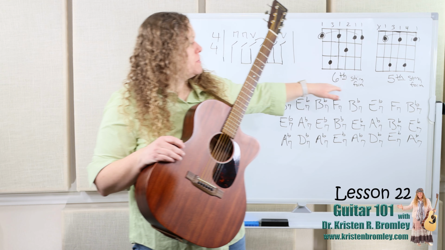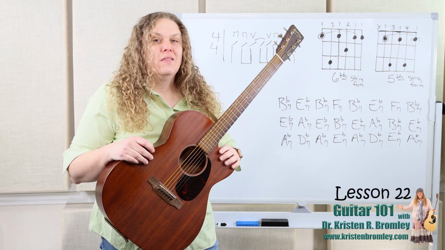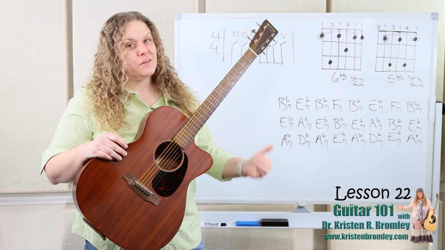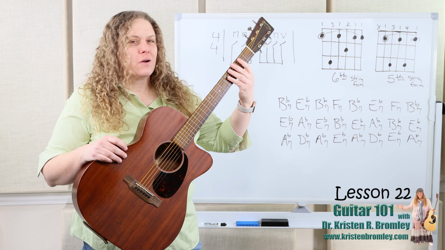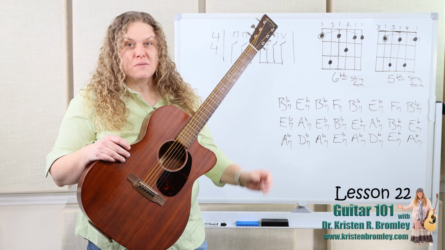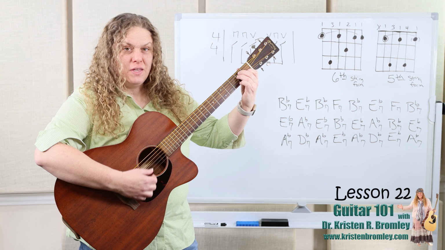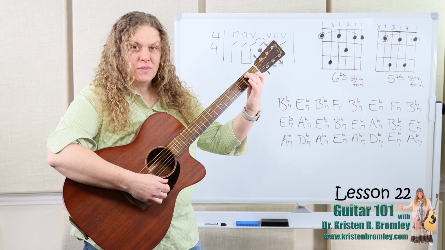I've got the forms up here on the board. So this builds on lesson 21. If you haven't seen lesson 21, then you may want to check that one out, which also builds on the previous lessons. We worked on bar chords down here. But this is the dominant 7th shape. So this is a major chord with a flatted 7th. So in first position, instead of E, for example, we have E7.